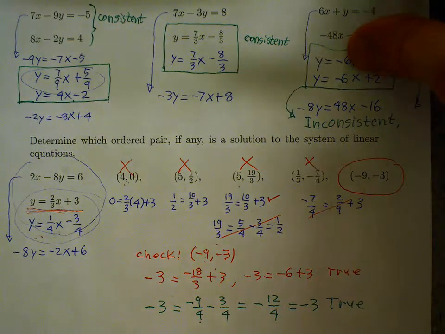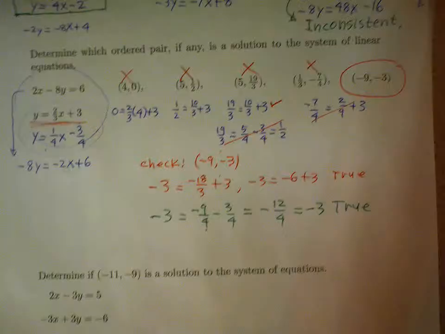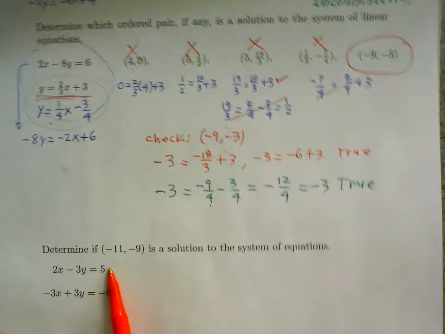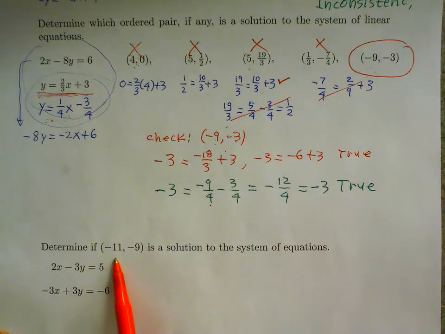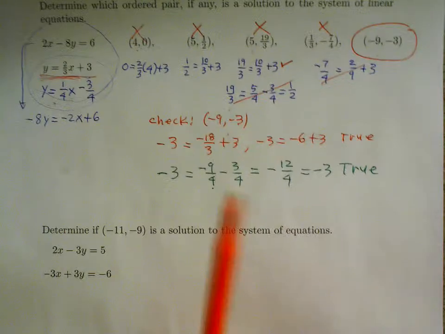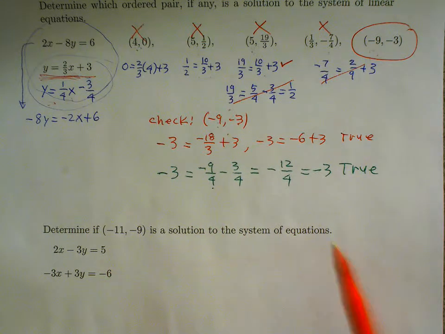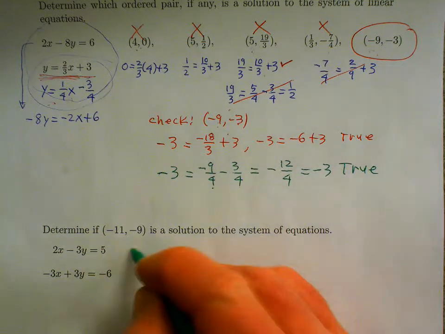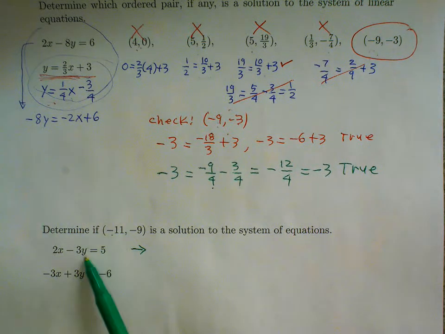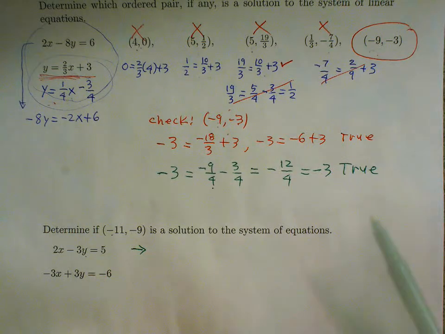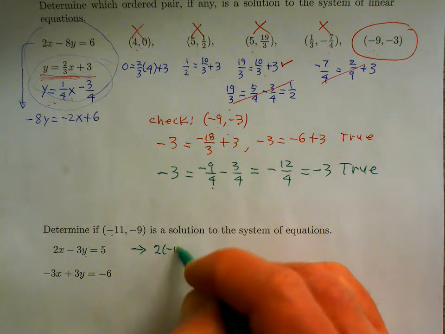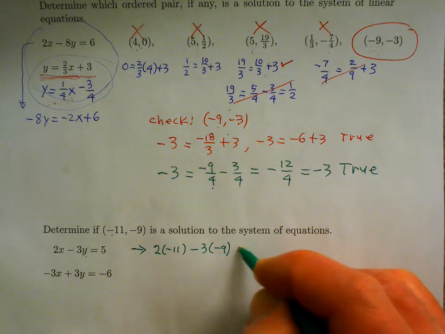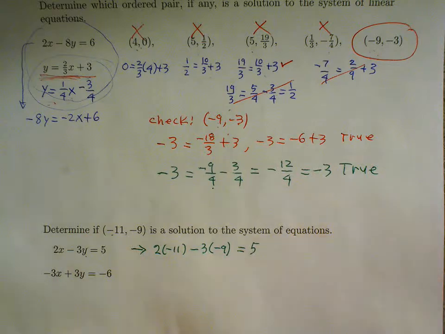Okay, the next little exercise will be a little easier because we're just given one ordered pair, and all we need to do on this one is determine if this ordered pair is a solution to the system. So in the top equation, replace x with -11 and replace y with -9. So 2 times -11 minus 3 times -9. We want to know if that's equal to 5.